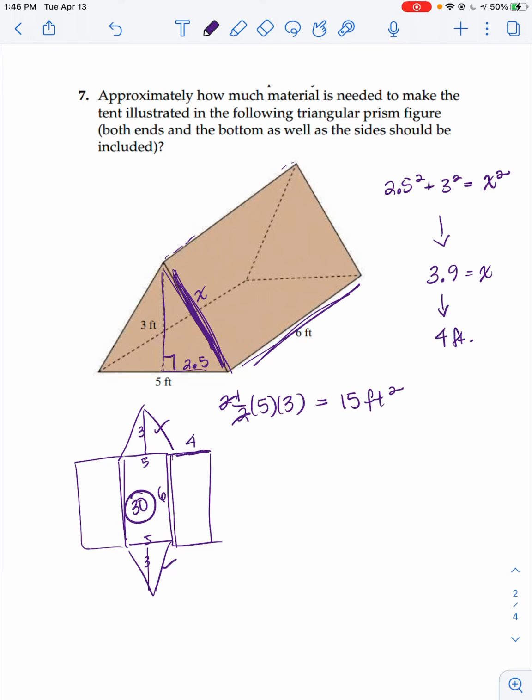So that makes these dimensions 4, and this one's still coming in at 6. So each of these side rectangles is a 4 by 6, giving me 24 feet squared for those rectangles. Adding up my 24 plus 24 plus 30, 48 plus 30, to my 15 gives me a grand total of 93 feet squared, approximately.